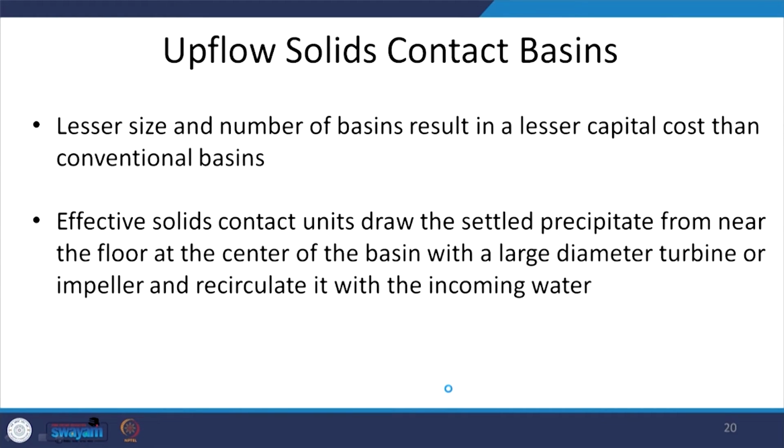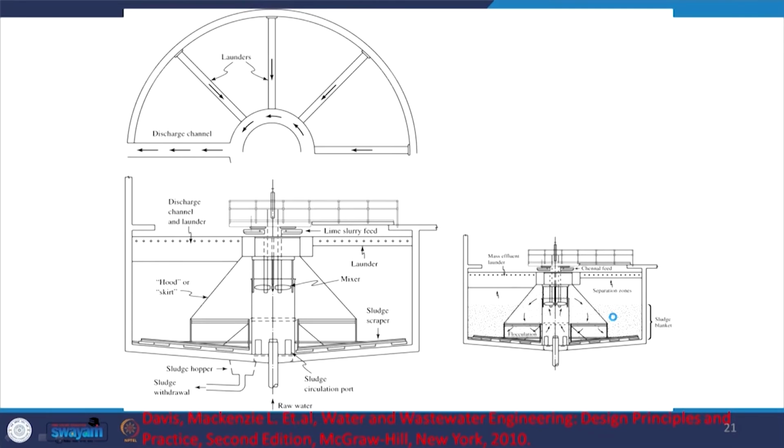Upflow solids contact basins. So, lesser size and number of basins result in lesser capital cost, let us see, right. Effective solids contact units draw the settled precipitate from near the floor and then recirculate it with the incoming water, and in the previous slide we looked at why we are doing that, right. So, this is a typical system, right.